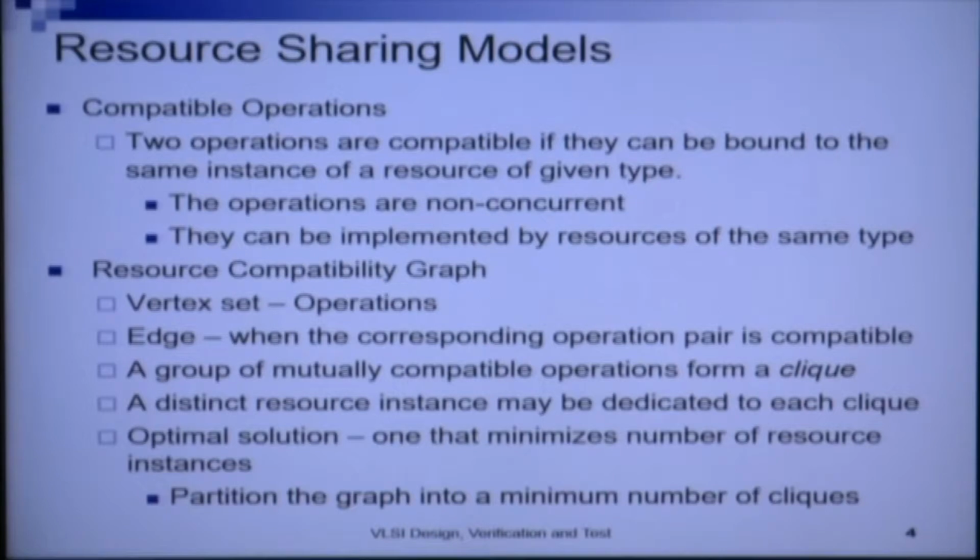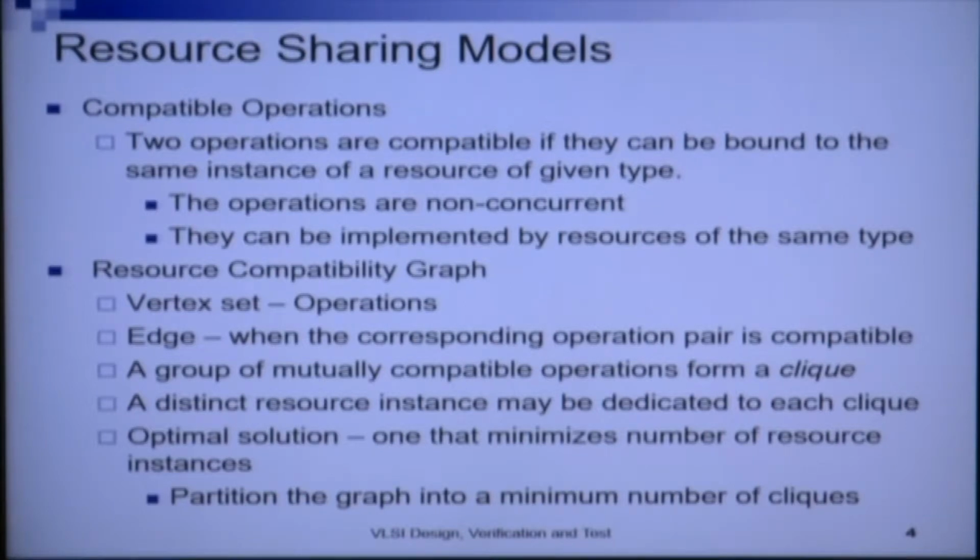A group of mutually compatible operations then form a clique. Here, what is a clique? A clique is a maximal complete subgraph. So, a set of mutually compatible operations form a clique or a complete subgraph. Why? Because all these operations will be connected by edges between each other. And why is that so? Because all these operations are mutually compatible. Neither of these operations are scheduled at the same time step, and the same functional unit type can be used to schedule all the operations in this clique.